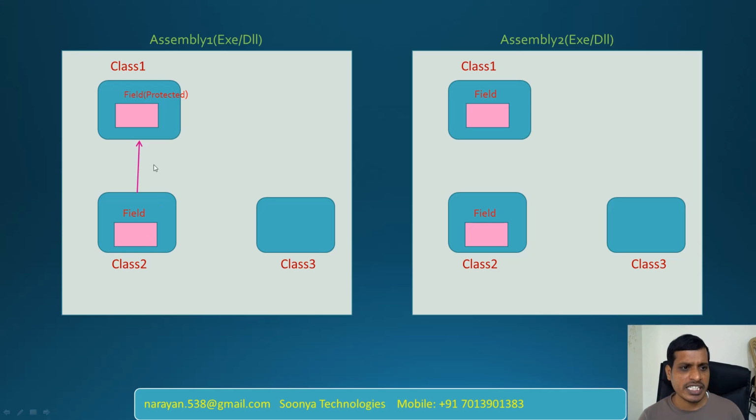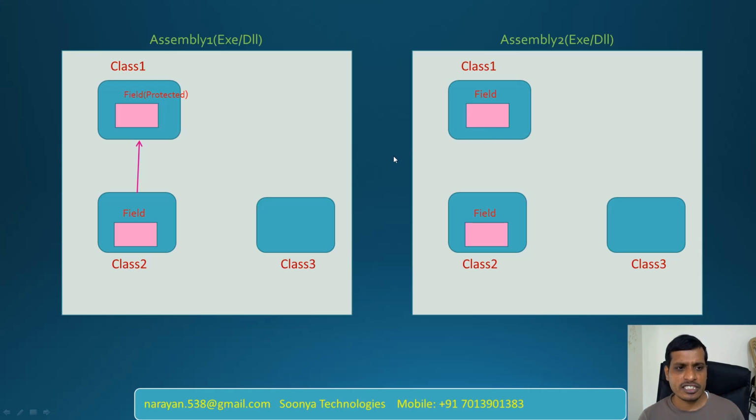Here class 2 is derived from class 1, that means class 1 is the parent class and class 2 is the child class. So we can access the protected member in class 1 with a class 1 object and in class 2 with a class 2 object. If we try to access from other locations, like from other classes or from another assembly, we will get a compile time error. We will discuss this concept using Visual Studio.